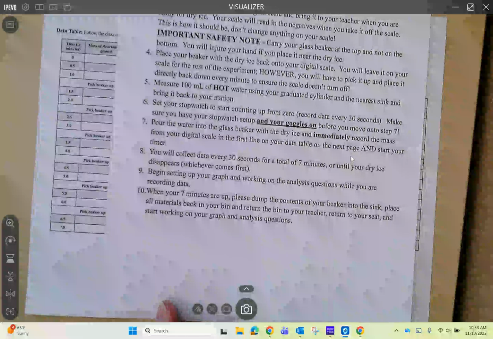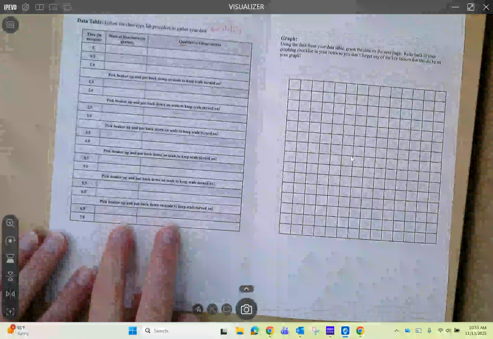So this is a pretty easy lab to get through. If all goes well, you should have the majority of this data table filled in. Not many of you should have that dry ice disappear before that 7 minutes is up. If you still have dry ice at the end of 7 minutes, that is okay. We're just going to stop at 7.